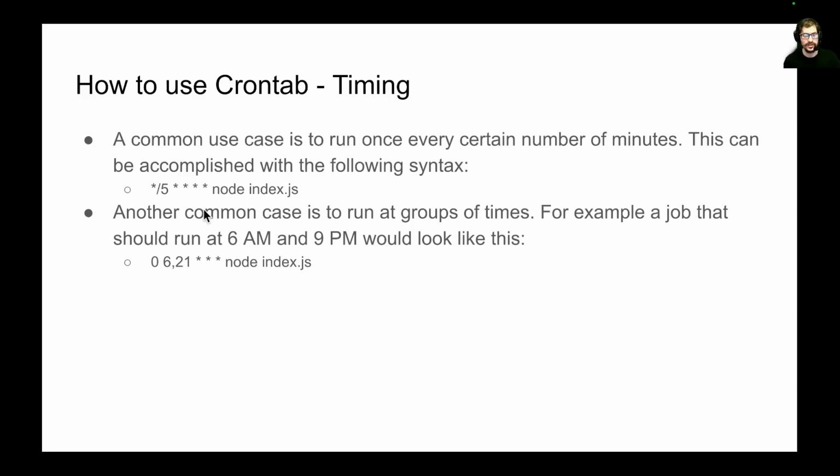Another really common use case is to run at groupings of times. Like if you wanted a job that ran at 6 a.m. and 9 p.m., it would look like this. Again, we have that 0 because we only want it to run once in that hour. 6, 21. Note 21 is the military time for 9 p.m. and 6 is military time for 6 a.m. And then again, star, star, star.